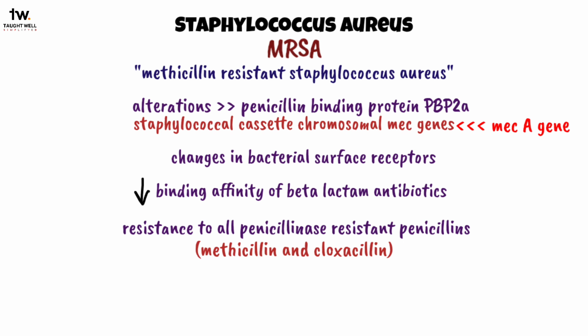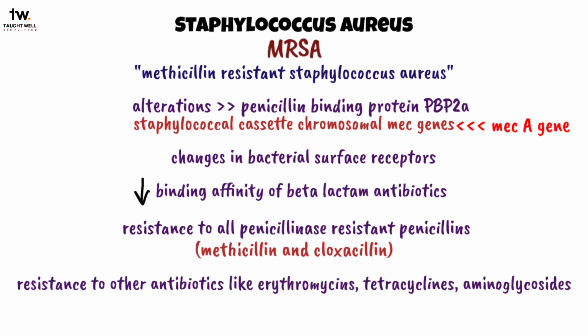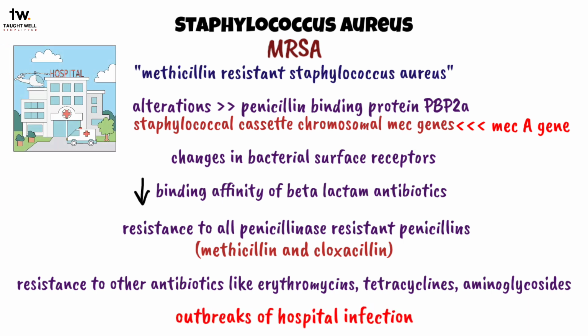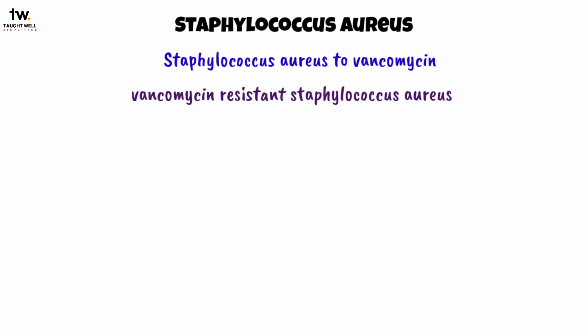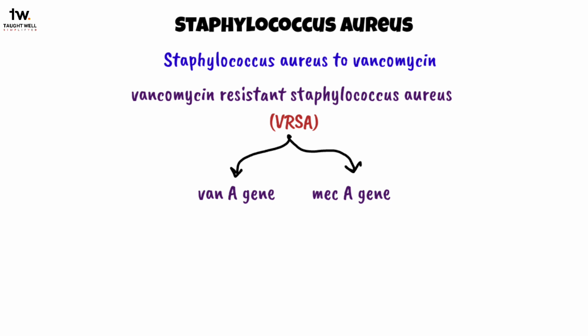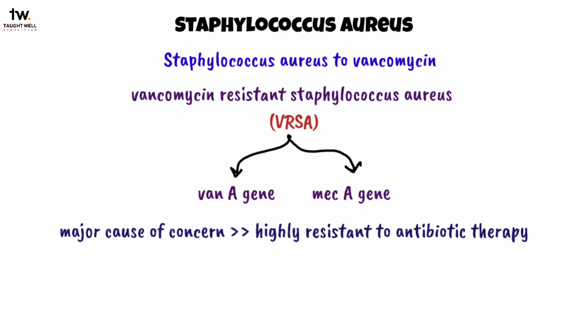Majority of these strains also show resistance to other antibiotics like erythromycins, tetracyclines, aminoglycosides, and can cause outbreaks of hospital infection. A newer type of resistance has been developed in some strains of Staphylococcus aureus to vancomycin. These strains are now called vancomycin-resistant Staphylococcus aureus. These strains have been shown to have vanA and mecA genes. These strains are a major cause of concern as they are highly resistant to antibiotic therapy and only linezolid is effective against them.